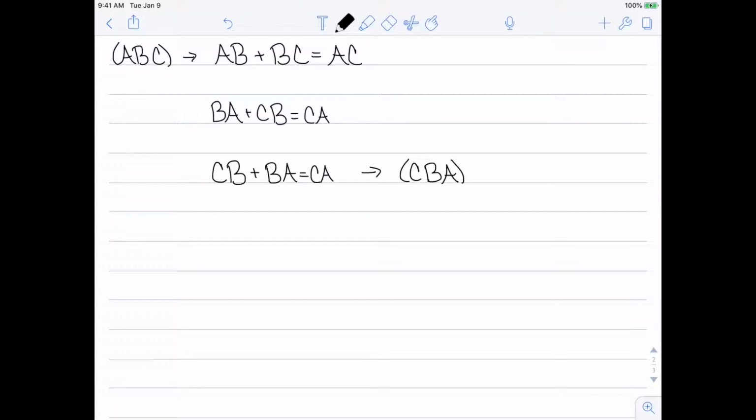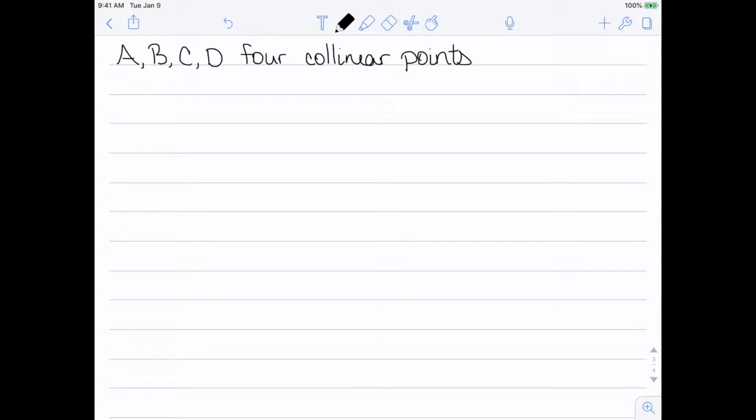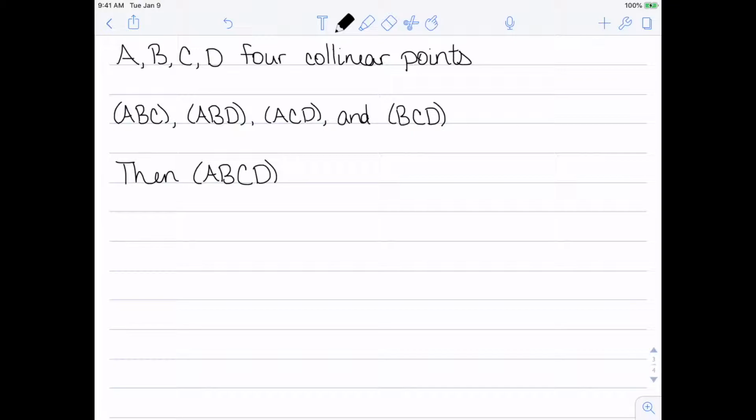Let's start to look at 4 points. Let's suppose we have ABCD, all 4 collinear points. We're going to suppose all 4 of these hold: B between A and C, B between A and D, C between A and D, and C between B and D. Then we have ABCD. So A and D are on the outside, B and C are in the middle, and like I said, order matters. We can read this forwards or backwards, but the main thing is if we read them along the line, we have A and then B and then C and then D.